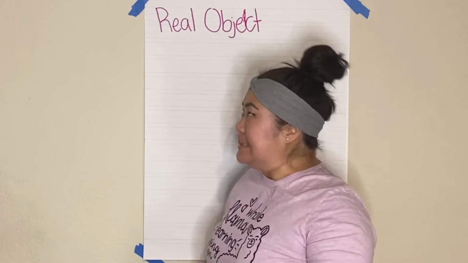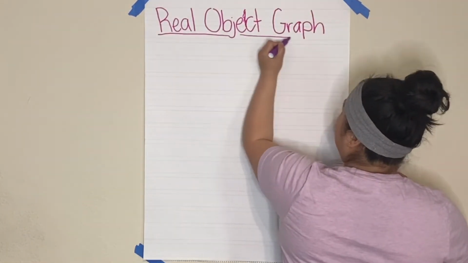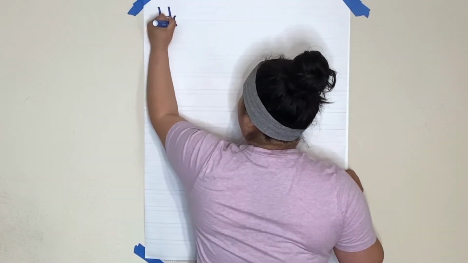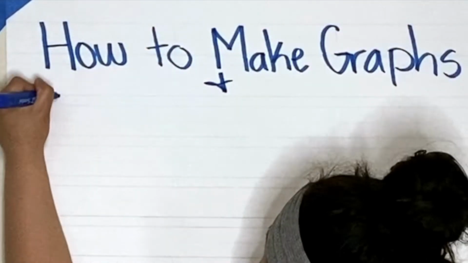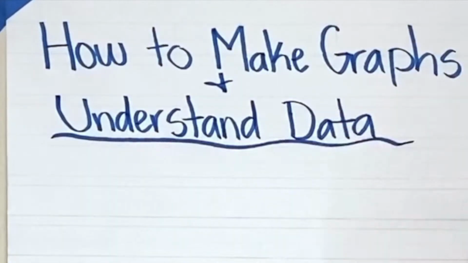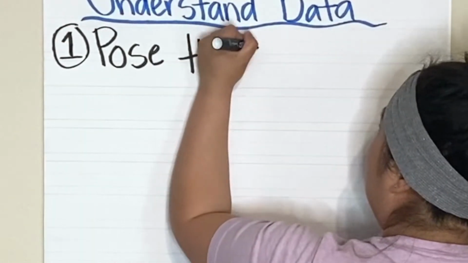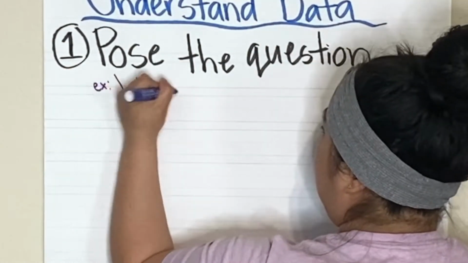Hi guys! Today we are going to look at real object graphs. But first, let's quickly recap how we look at data and how we make graphs. So remember, first we need to pose the question. So what information are we trying to find out?